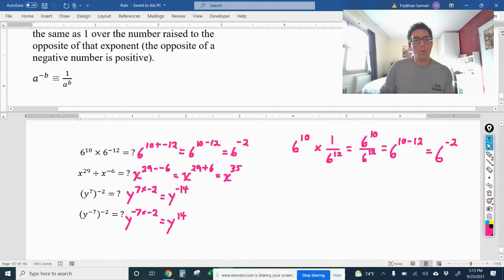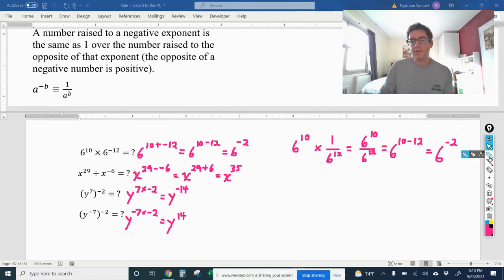which tells us what a negative exponent is, right? So using the rule that 6 to the negative 12th is the same as 1 over 6 to the positive 12th, we do get the same answer that we got in the last video when we applied the multiplying with the same base rule and we added the exponents.